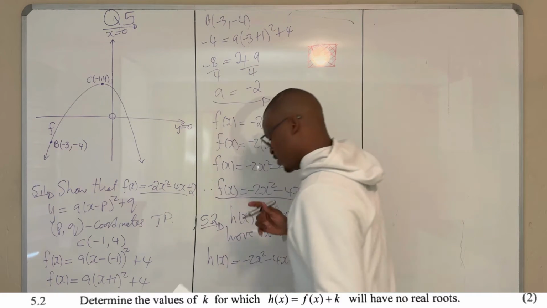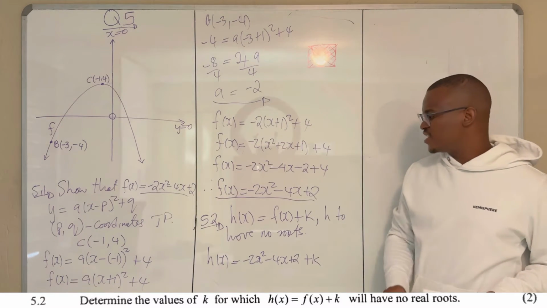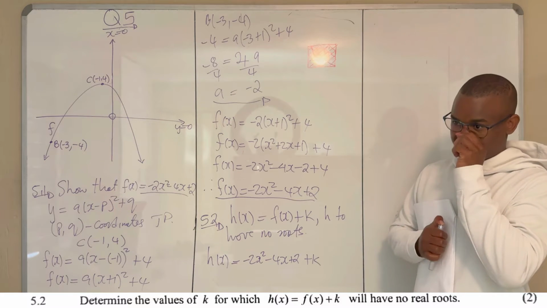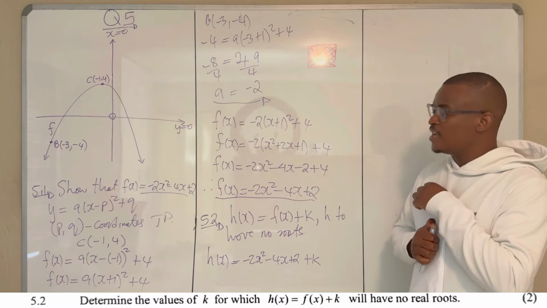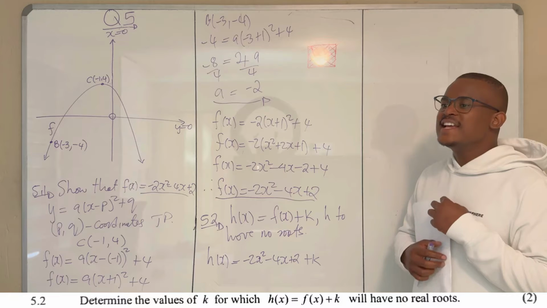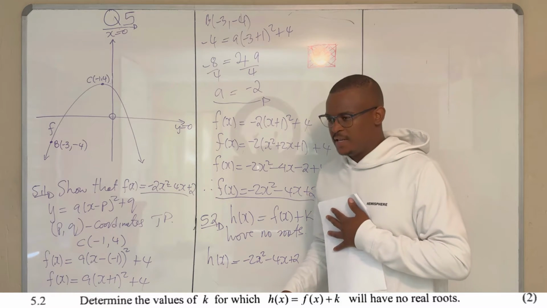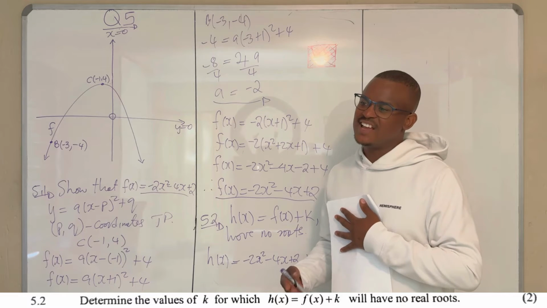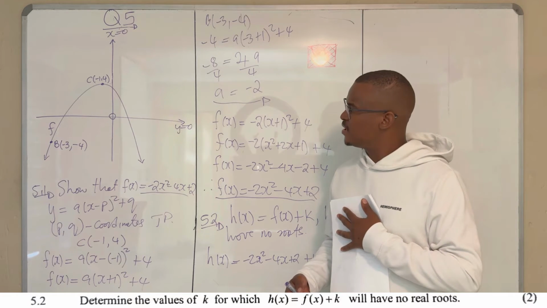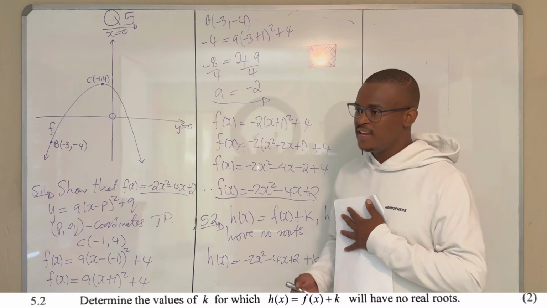So if I were to ask you, what kind of a function is h of x? It's a parabola. If you're saying it has no roots, what does that mean? It means it's a parabola that doesn't have intercepts. Yes. It's a parabola with no roots.